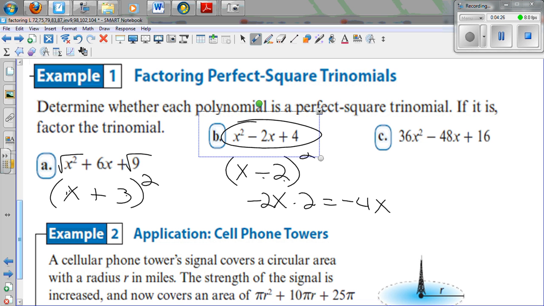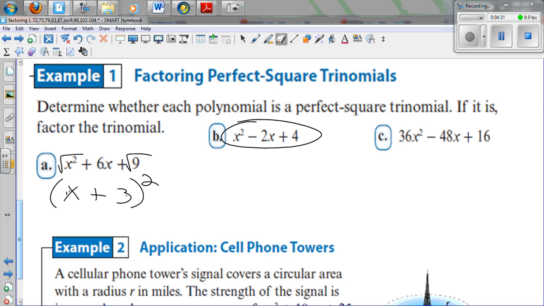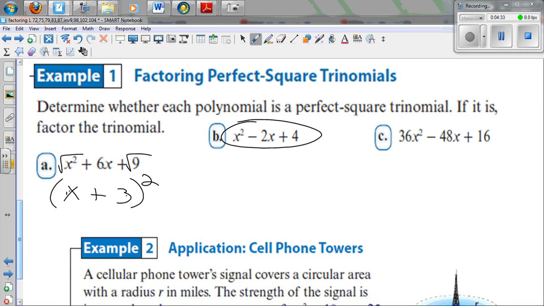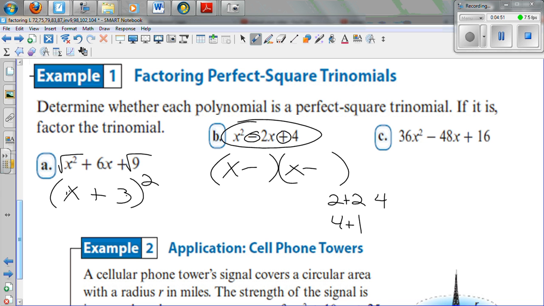Or we can try and factor it into 2 binomials. So let's see if it does factor into 2 binomials. And so if we look at factoring this as x, and 2 and 2, or 4 and 1, it says we're going to add those, and we're going to get a negative. So that means both of these would have to be negative. And so 2 plus 2 is 4, and 4 plus 1 is 5. There's no way that we're going to get a negative 2 in the middle there. So this does not factor, and so it is considered prime.